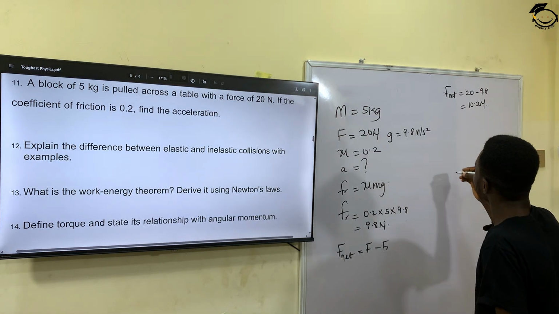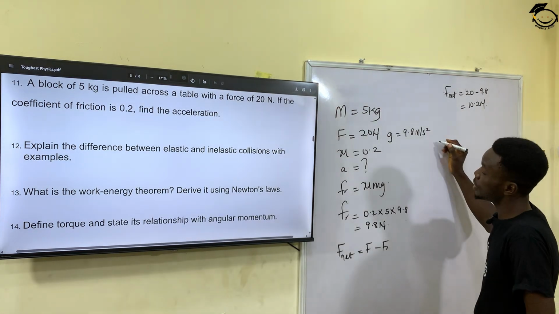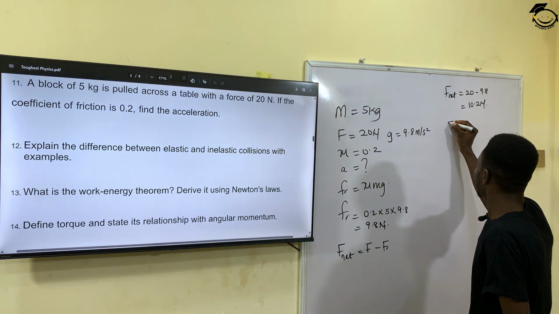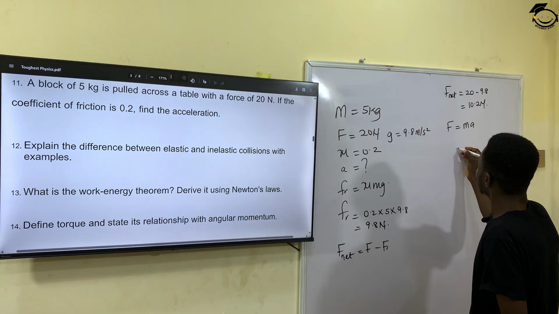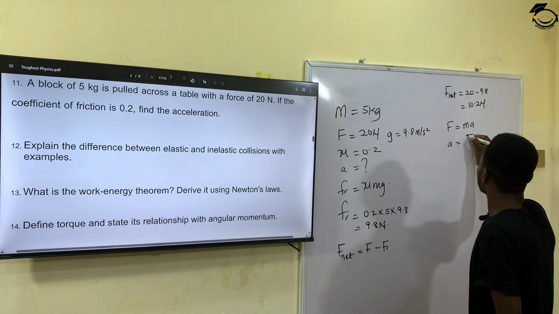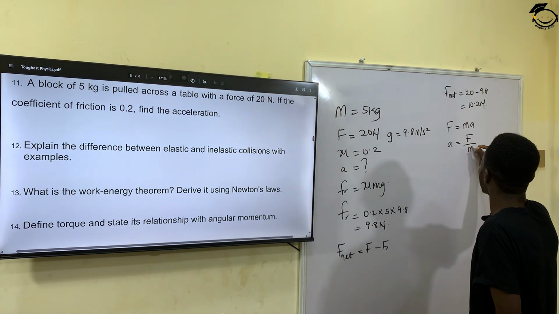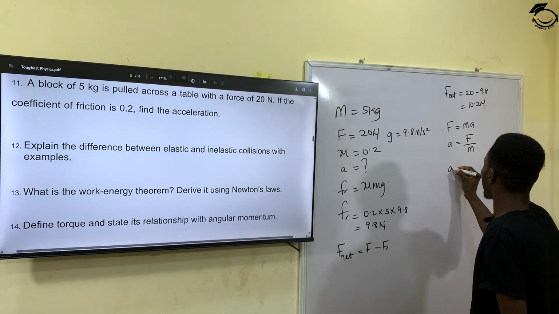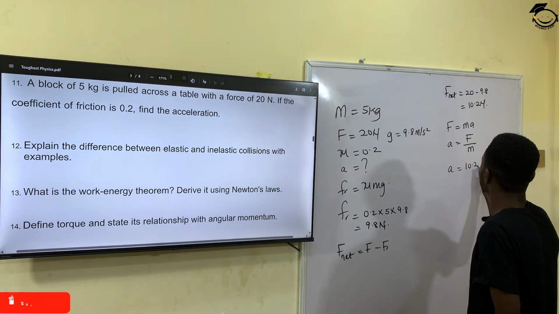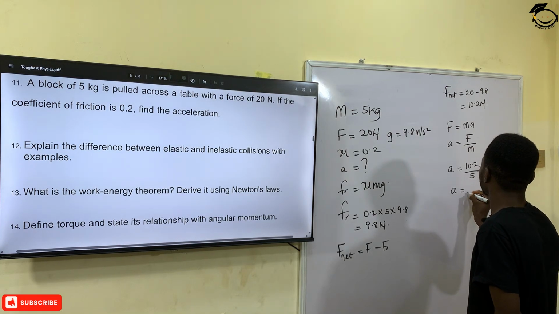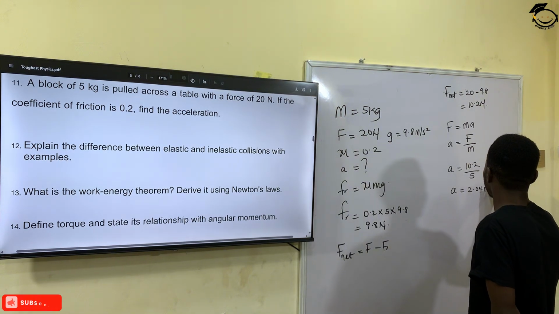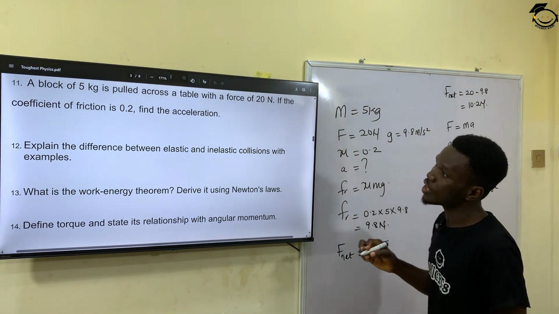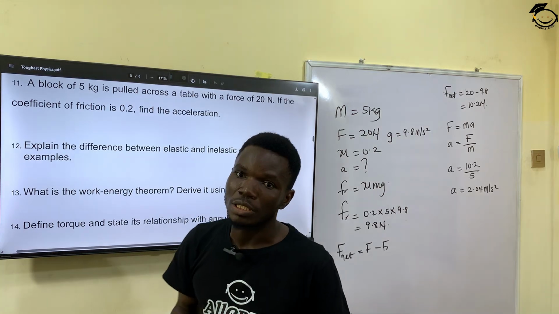So after I've gotten this, I'll now use this to find my acceleration. My force is equal to mass times acceleration. This means that my acceleration is force over mass. So my acceleration is 10.2 divided by 5, and that would mean that my acceleration is 2.04 meter per second squared. So this is the acceleration of the block.